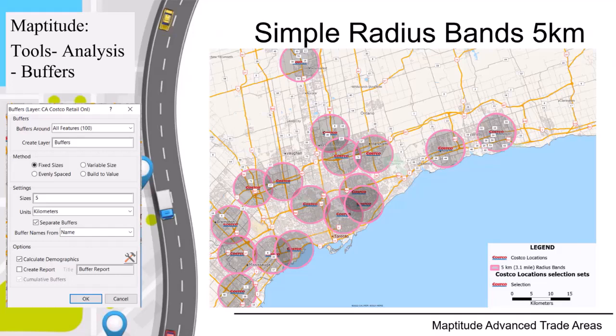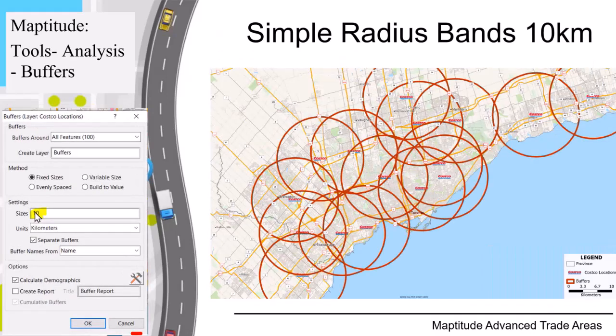The problem is, if you do this one, 5 kilometers, there's a lot of gaps, areas that are not covered. And people in those gaps probably do shop at Costco. So it undercounts. So what's the solution? Well, you might think, just make them bigger. Here's a 10-kilometer radius band. So now most of the areas are covered. So that's good. But look at what happens.